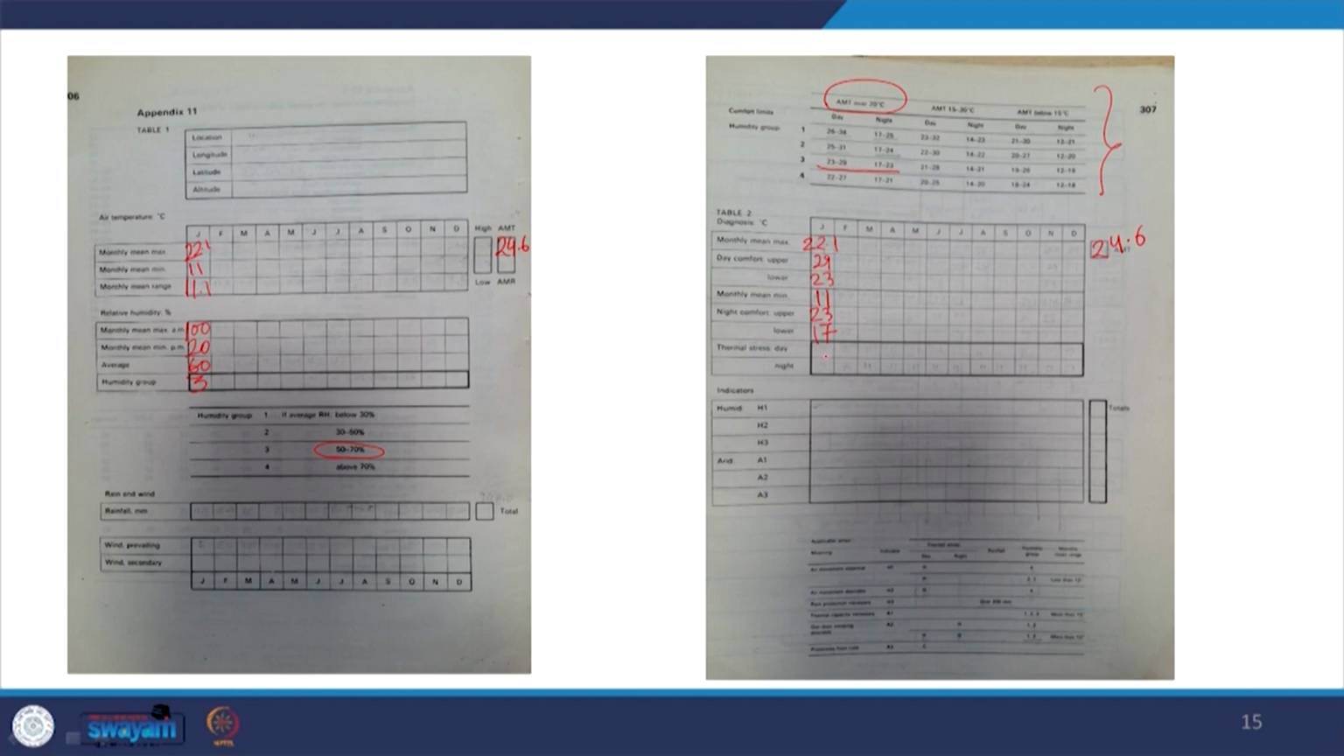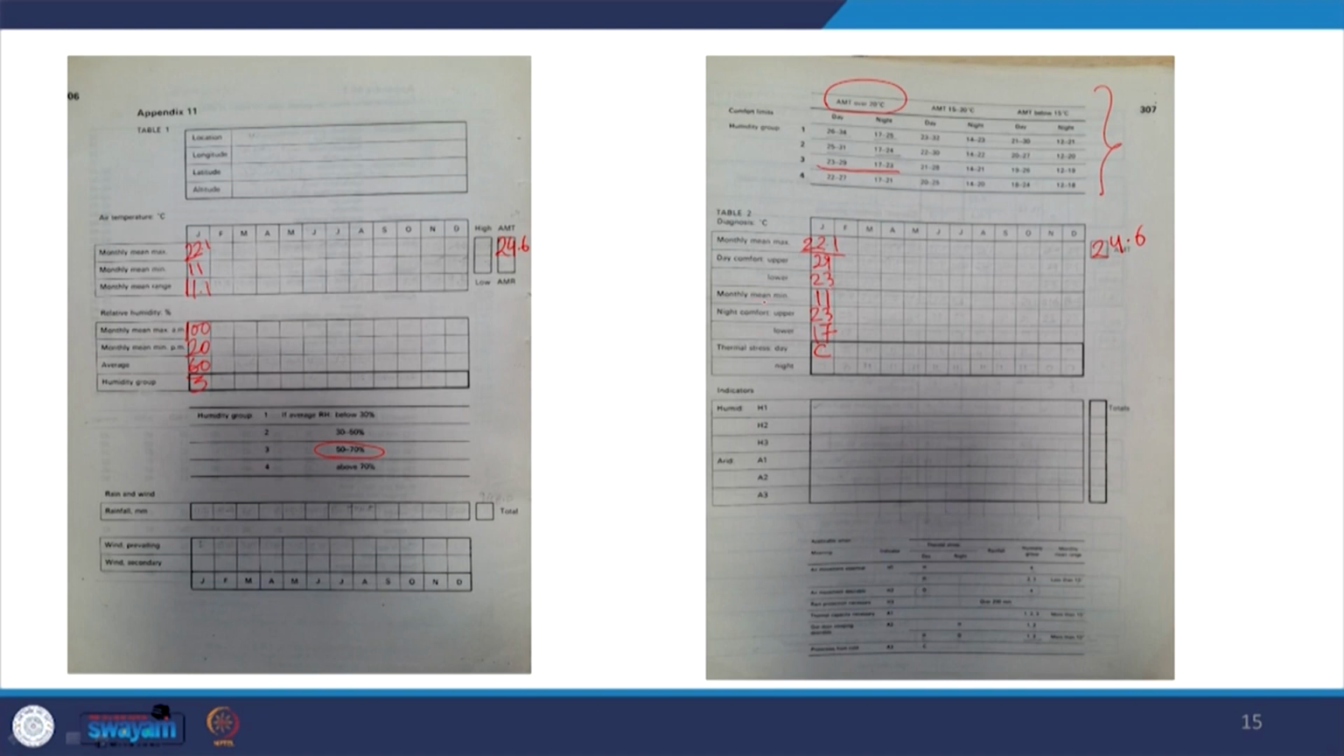When we have to calculate the thermal stress during the day, what we have to see is if the mean monthly maximum, which is 22.1, lies between the comfort limits for the day, between the upper and lower. If it is higher than that, then we write H, which is hot heat stress. If it is lower than this, then we write cold. So, here we see that 22.1 is less than 23, so we write cold.